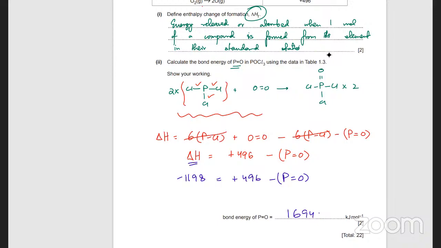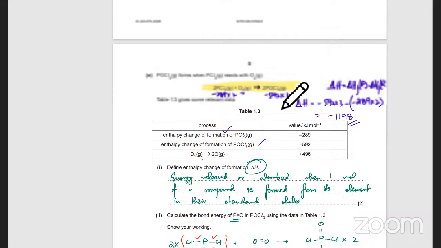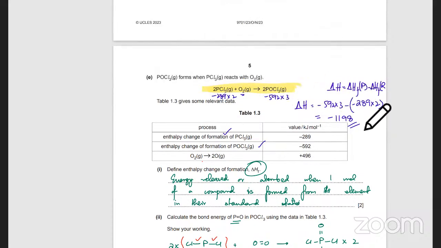Something went wrong here. It did? No, because the value is too high. Okay, it's too high. Bond energies are normally not that high. Actually, we did everything correctly. Did you get this right? Yeah, so that looks fine.